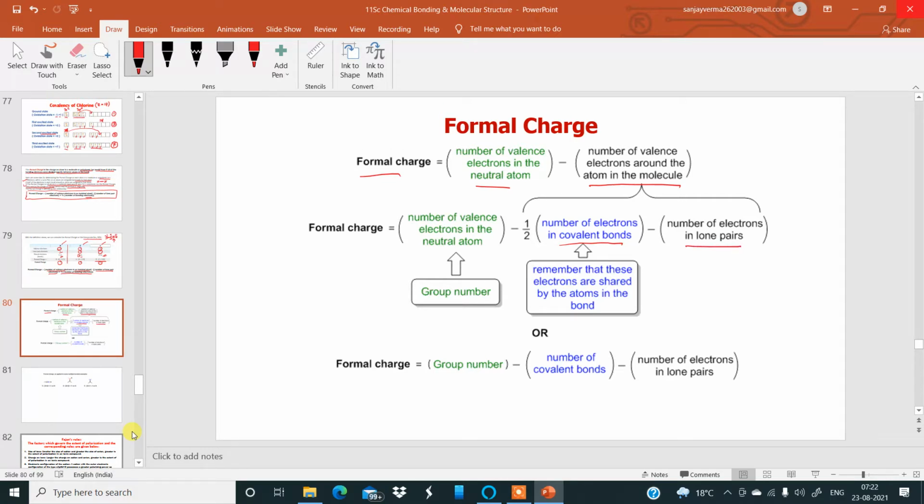It's a better formula. This is called the group number, the group number to which the element or atom belongs. And remember that the electrons in covalent bonds are shared by the atoms in the bond. Or a much easier formula to remember: formal charge is group number minus the total number of covalent bonds around it minus the number of electrons in lone pairs. In this way also we can calculate the formal charge. So I request you all to try to remember this formula and apply it in the calculation of formal charge.